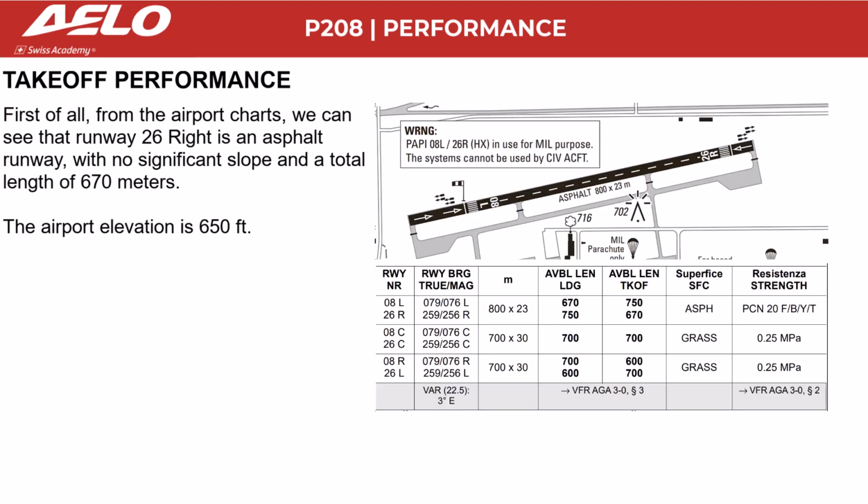First of all, from the airport charts, we can see that runway 26 right is an asphalt runway, with no significant slope and a total length of 670 meters. The airport elevation is 650 feet.